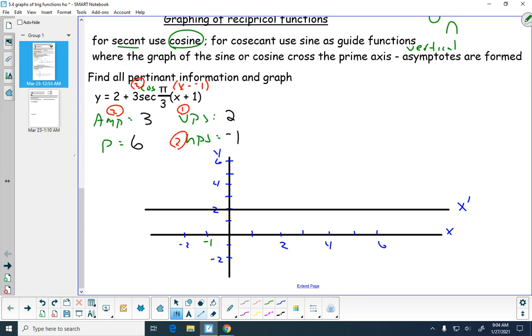At -1, what would be our y value here, Tess? 5? Next thing we take a look at is the period. It tells us if I go that distance, I'll be at the exact same spot of my graph again. So if I start at -1, the period is 6, so where are we going to be at this value of 5 again? At 5.